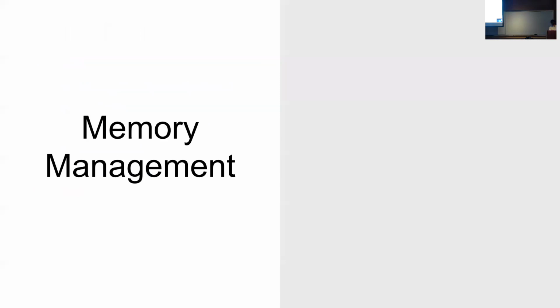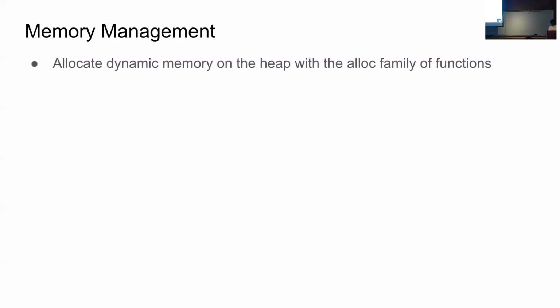Okay, so let's talk about memory management. Basically, the one major point in C is that the programmer is responsible for storing and taking care of memory, right? Other languages, you don't have to worry about it. There's a garbage collector, but in C, you are the garbage collector, basically. So use the alloc family of functions.